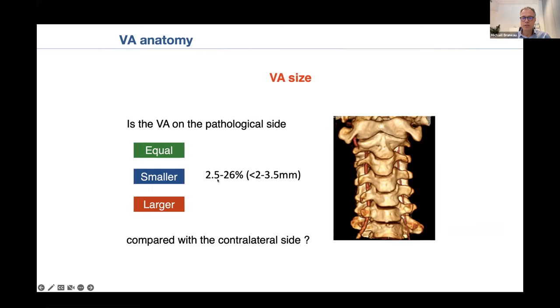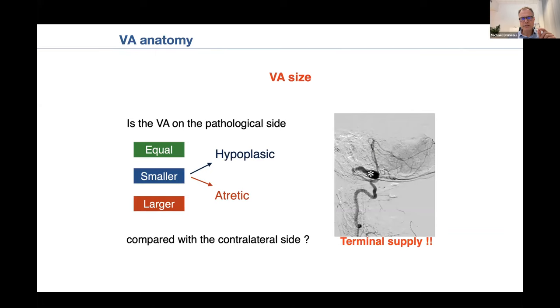So it's not uncommon. I named this smaller vertebral artery, but smaller vertebral arteries are subdivided into two groups: either hypoplastic vertebral arteries, if there is a fusion with the contralateral one to form the basilar trunk. In this situation, if needed, a sacrifice can be performed normally without any risk.